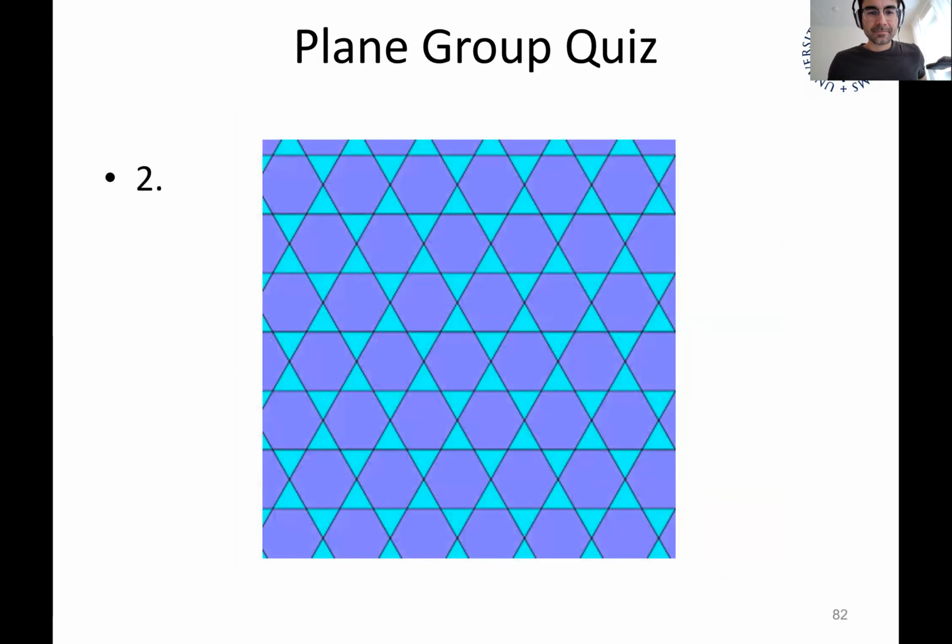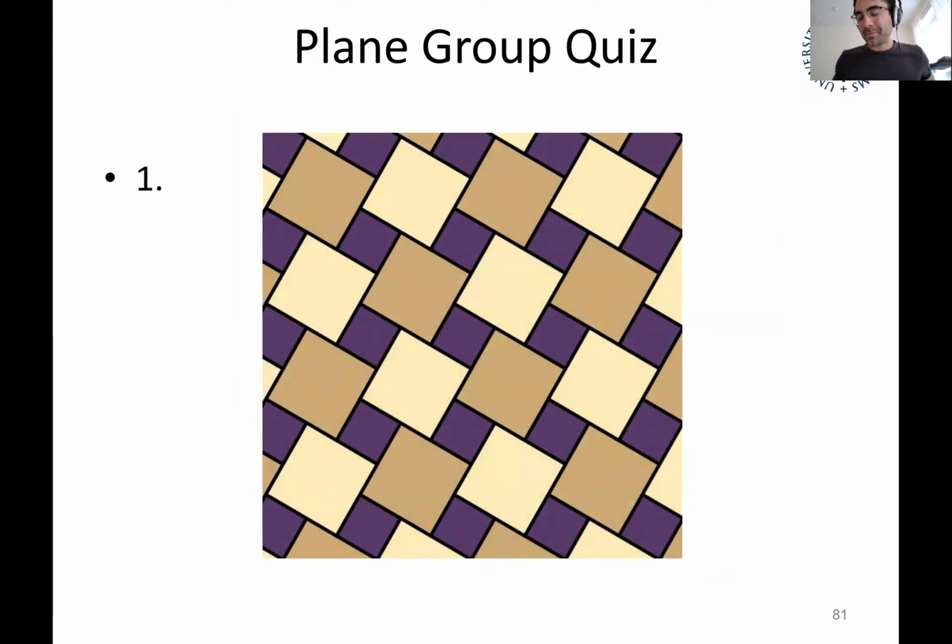But let's say, I'll keep this page open, and then maybe you can think about this. What sort of symmetry do we have here, and what sort of plane group do we have? And in this case, be careful. The colors represent different objects. So this light tan and dark tan square are not the same. They're different.